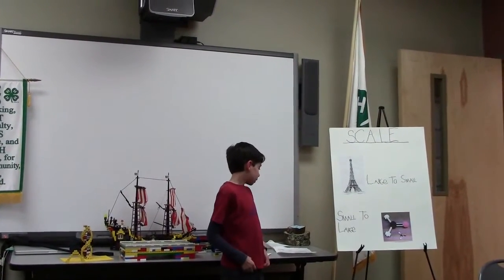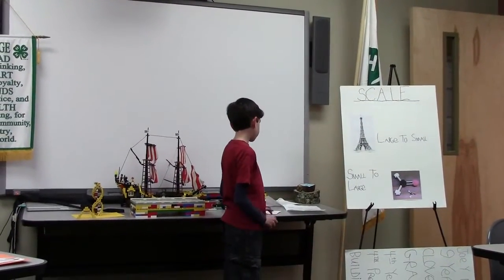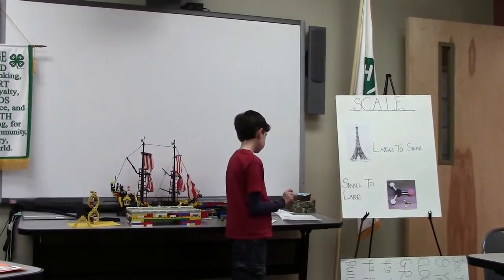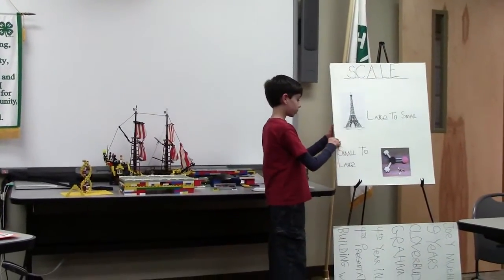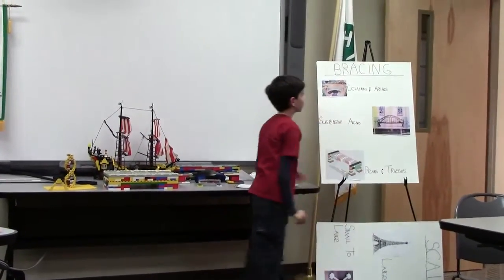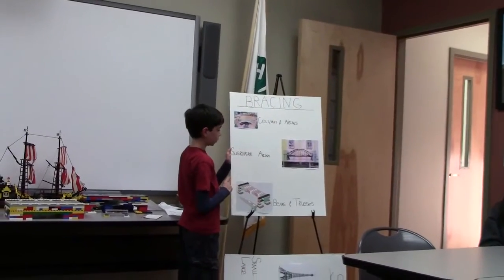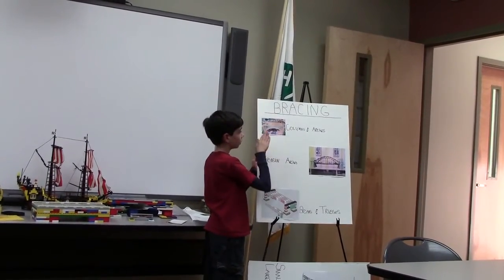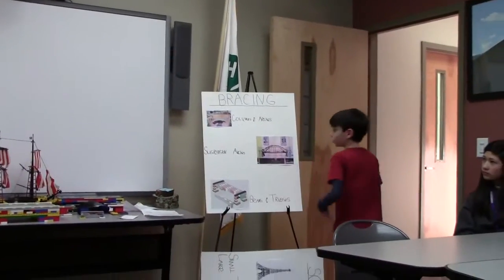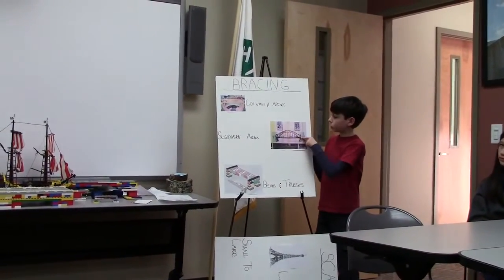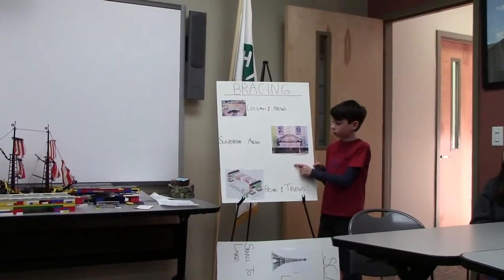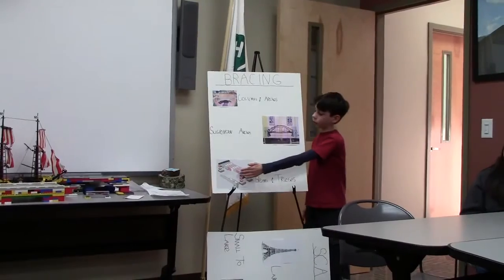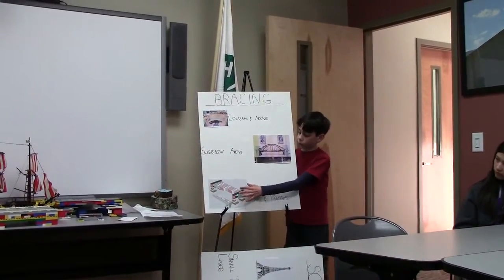The third thing I'll talk about is bracing and structure. There are lots of different kinds of bracing, like columns and arches. Columns are vertical bracing, and arches are arched bracing, like this. And then there's suspension arches, which is an arch over the bridge, and the bridge hanging from the arch on cables. Then there's beams and trusses. There's horizontal bracing, which you can see here.